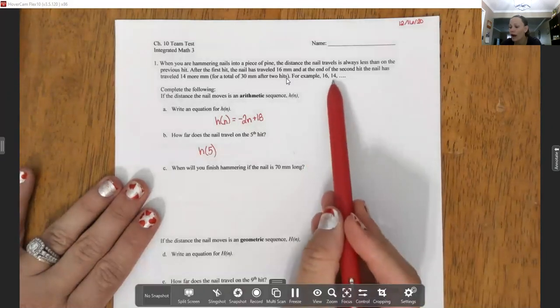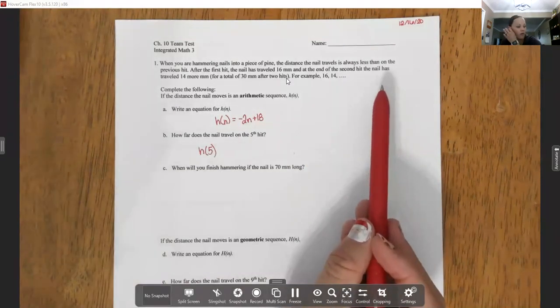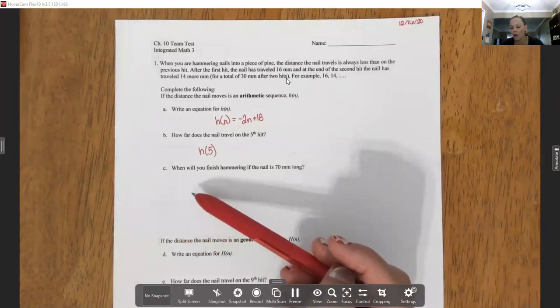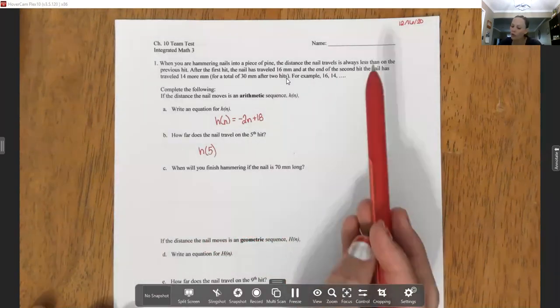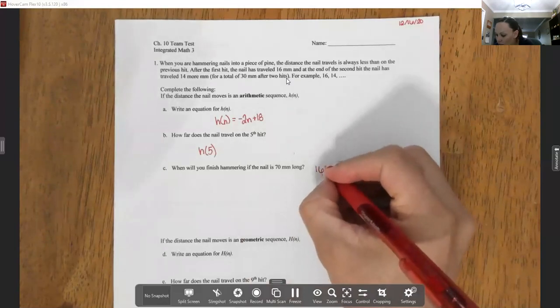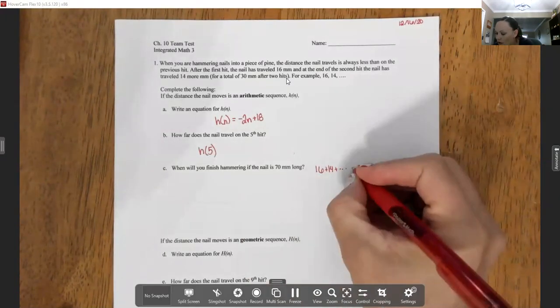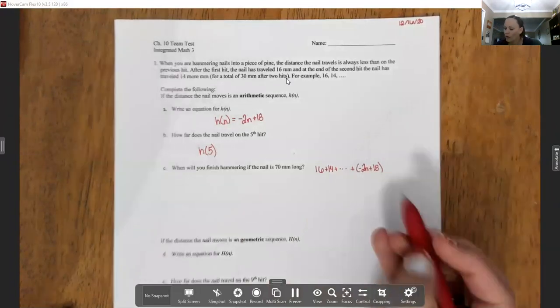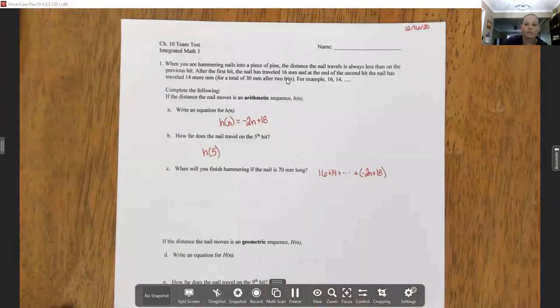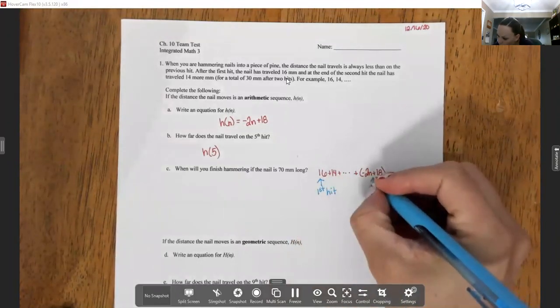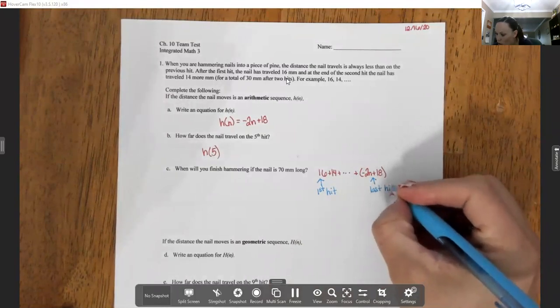So you could just keep writing the sequence out and adding up all of the terms. The problem is if it was going to be a large number, that's going to be a lot of work. So we want to know how many hits it will take for 70 millimeters. So we're looking for the series. We're looking for 16 plus 14 plus all the way to the last hit, which would be negative 2n plus 18. So this would be our first hit, and this is going to be the last hit. We just don't know what n is.